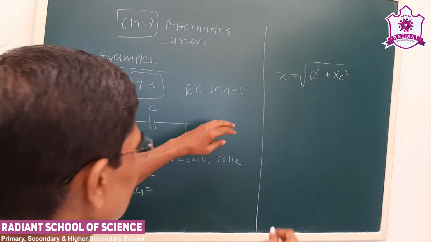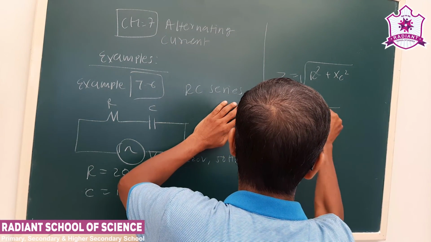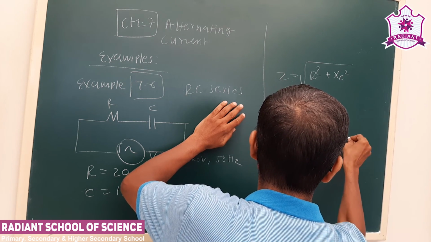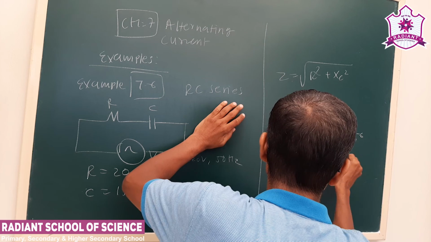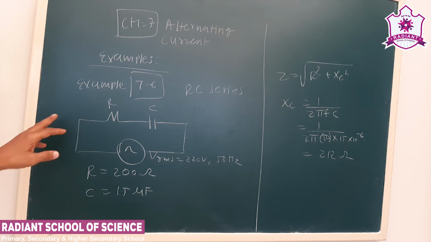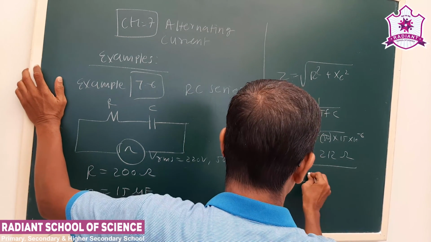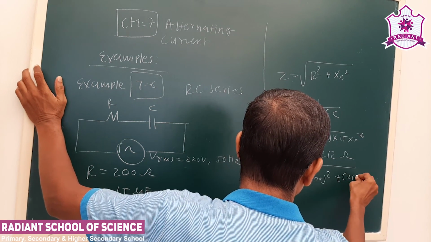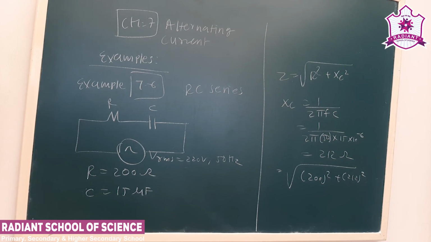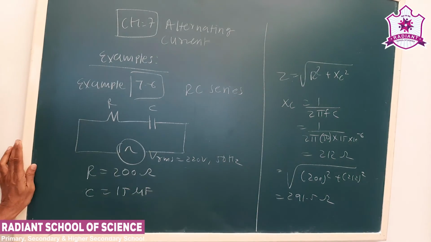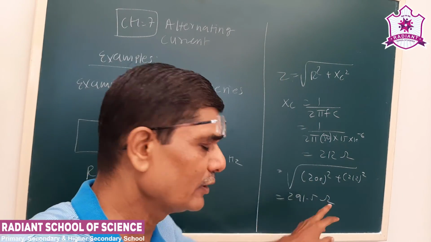Now XC is 1 upon 2 pi FC, with F equal to 50. That comes out to be 212. In the previous example only we calculated the capacitive reactance. Now the impedance is under root of 200 square, that is R square, plus XC square. So that will give the value about 291.5 ohm. Again we have to remember, the impedance unit is ohm.